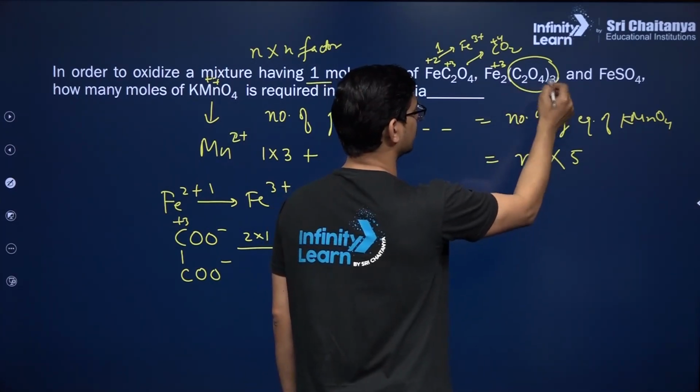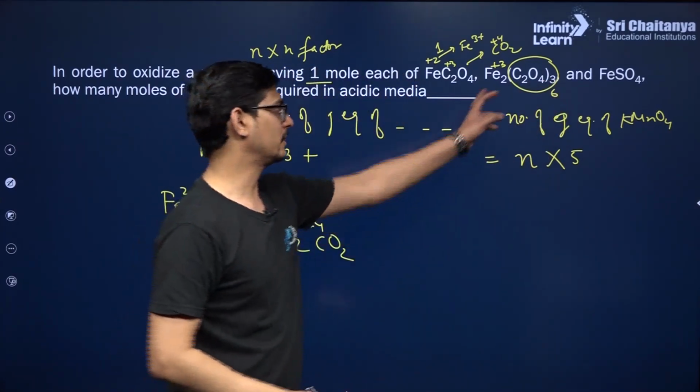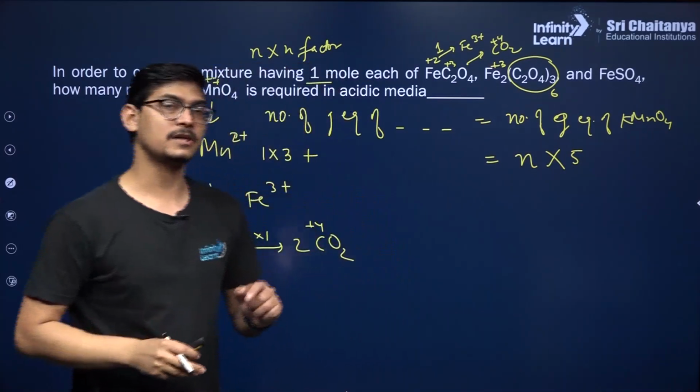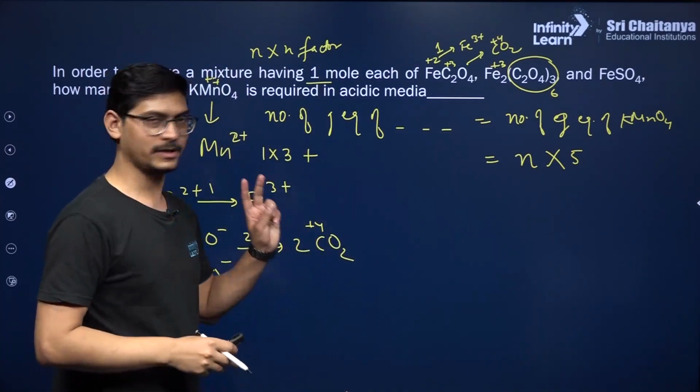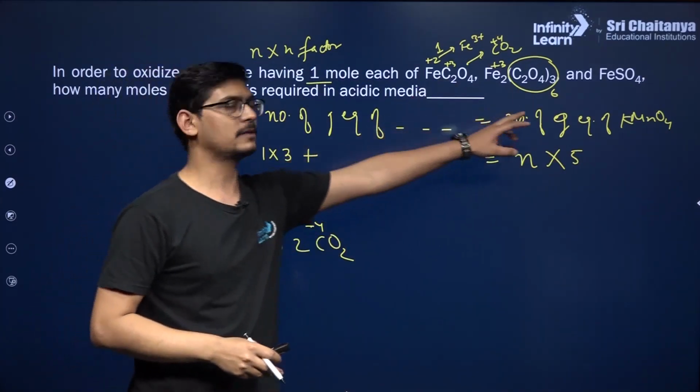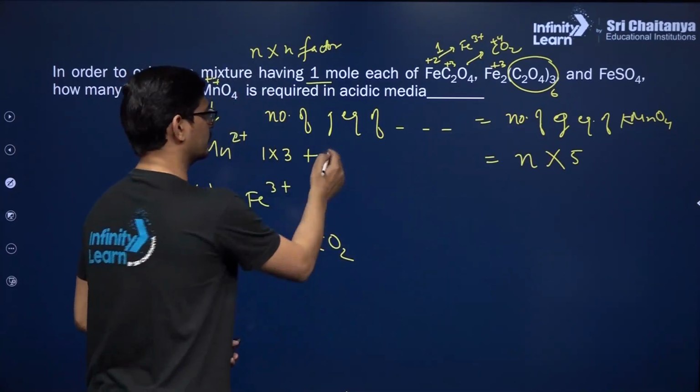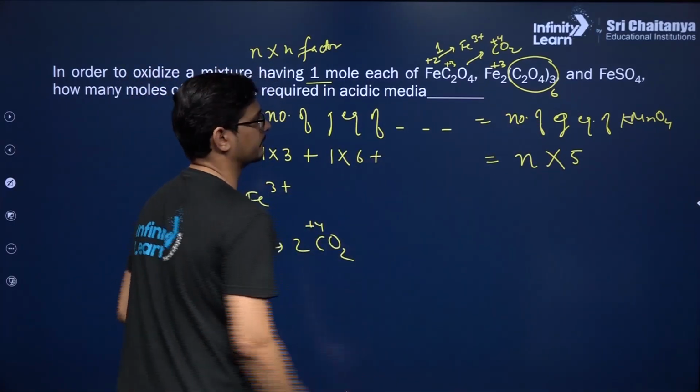There are 6 carbon atoms here, right? 3 oxalate and 6 carbon atoms here. Each carbon goes from oxalate to CO2. 1 electron it loses. 6 carbons, 6 electrons. So this will be 1 into 6.